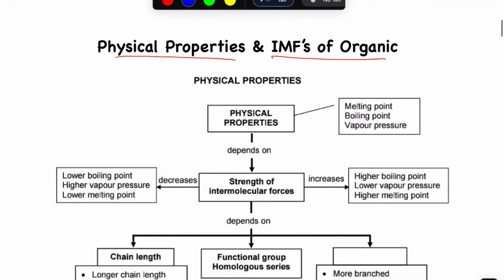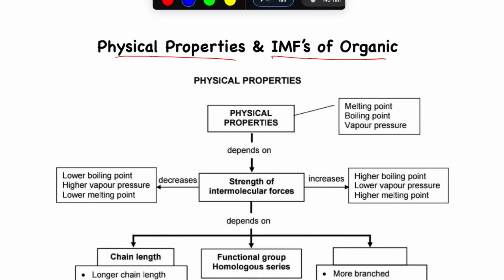Now we say the physical property depends on the strength of the intermolecular force, and the strength of the intermolecular force increases with an increase in boiling point, or lower vapor pressure, or higher melting point. If a substance has a higher boiling point, that means it has a greater intermolecular force. If a substance has a lower vapor pressure, that means it has a higher melting point, right?